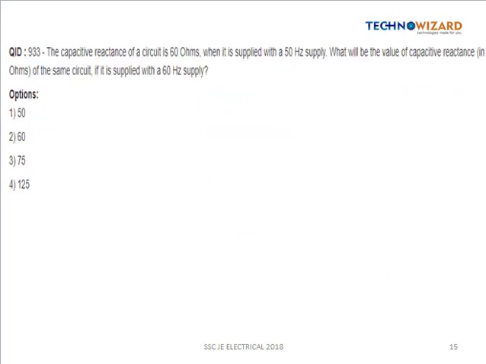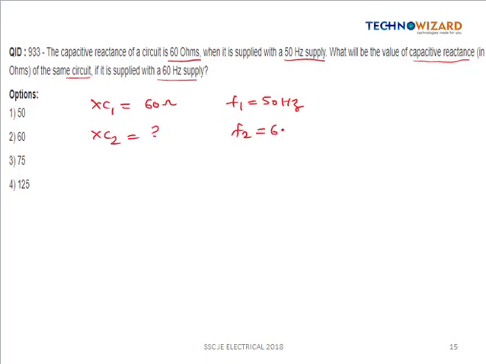Next question is, the capacitive reactance of a circuit is 60 ohm when it is supplied with the frequency of 50 hertz. What will be the value of the capacitive reactance in ohm of the same circuit if it is supplied with a 60 hertz source? So it means in the question XC1 is given, which is 60 ohm for a frequency of 50 hertz. So we have to calculate XC2 for the frequency 60 hertz.